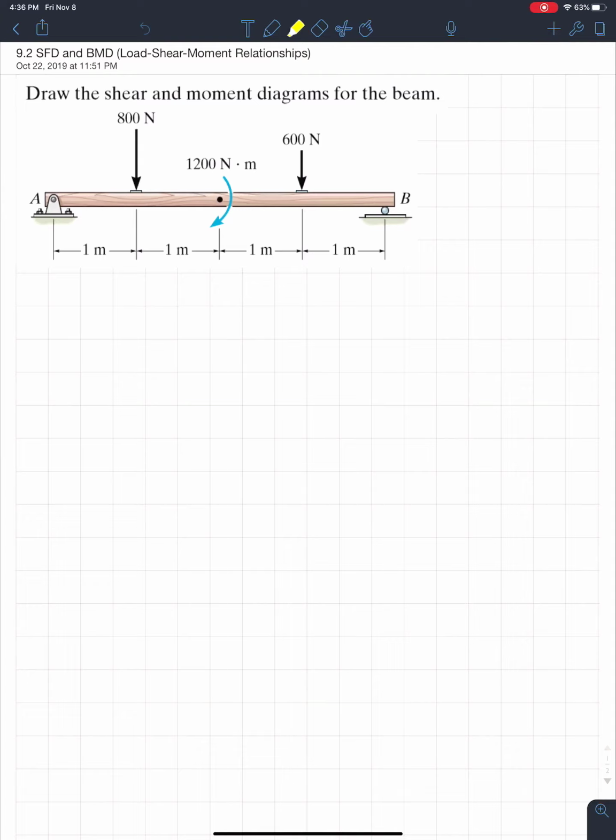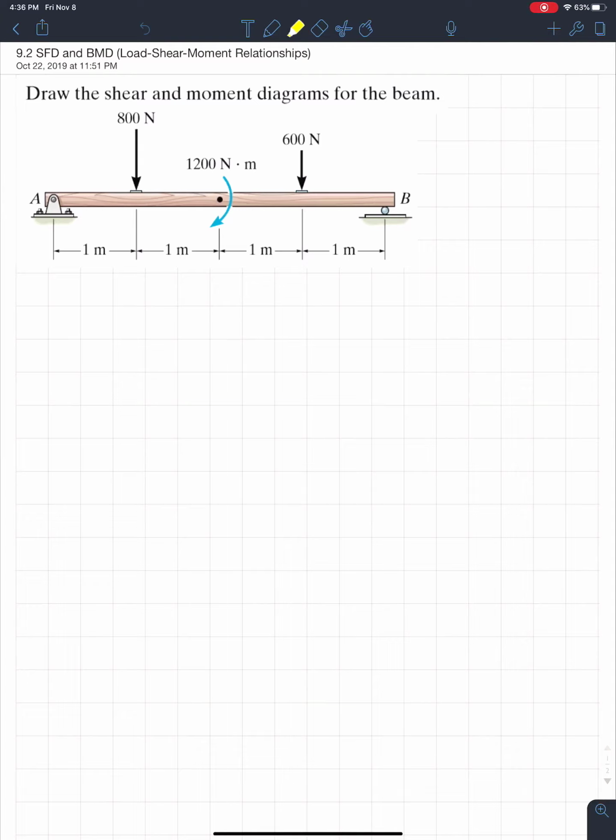And then in the next example, we're going to get a little bit more complex when we have a constant distributed load. And then we're going to wrap it up by going with a linear distributed load, which can be the absolute worst case scenario. So with that being said, let's get started.